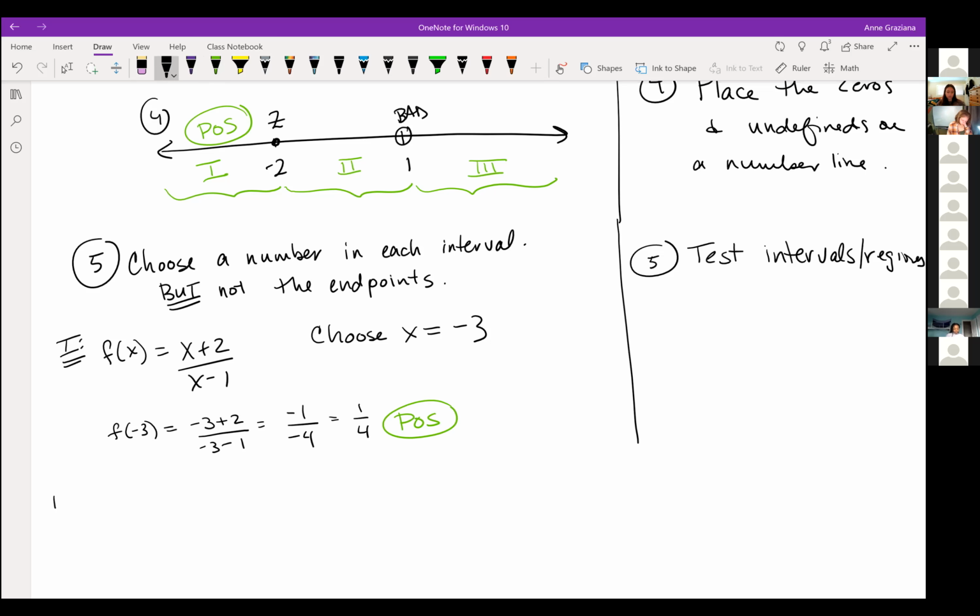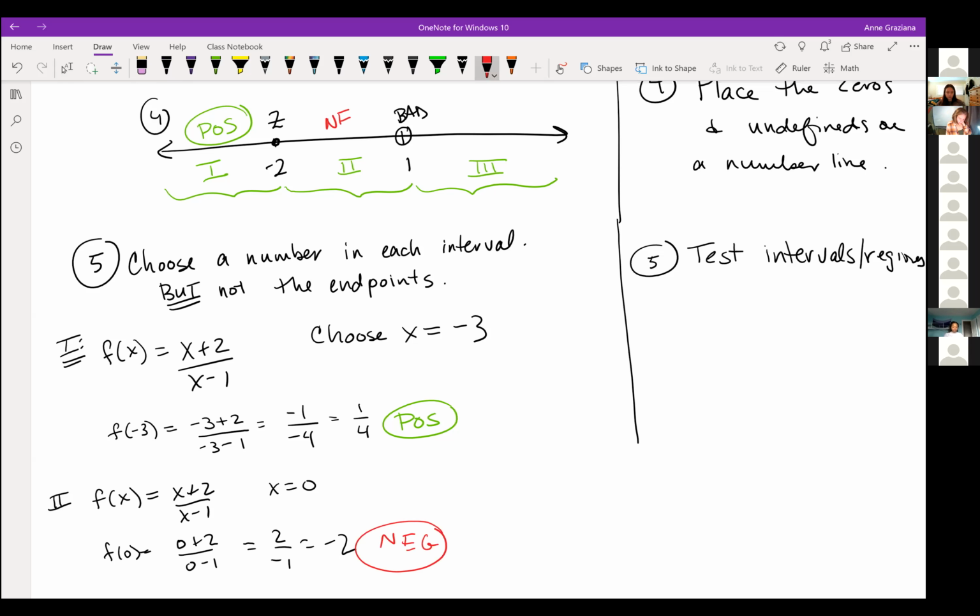All right, region 2. Again, I use the same function. What do you guys want to plug in between -2 and 1? I hope you're all saying 0. Anytime you can use 0, it's always like, yes, I can plug in 0. So f of 0 is 0 plus 2 over 0 minus 1, which is 2 over -1, which is -2. So that means my outputs between -2 and 1 are negative.